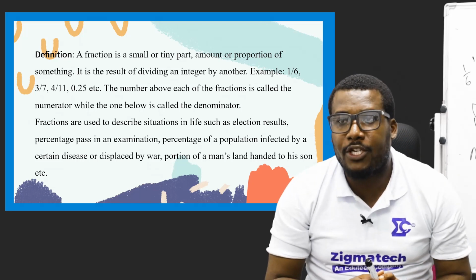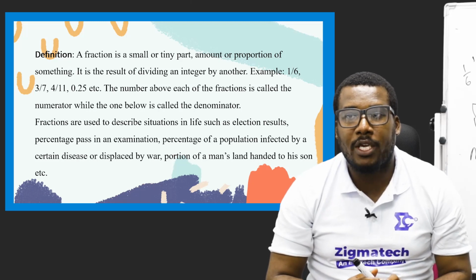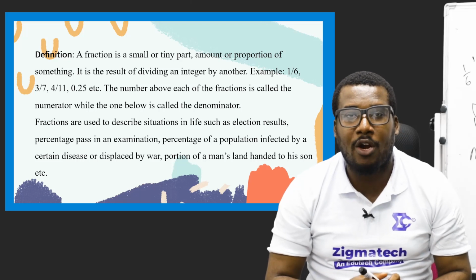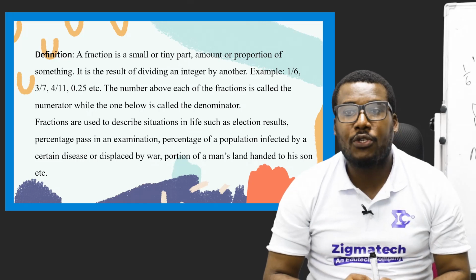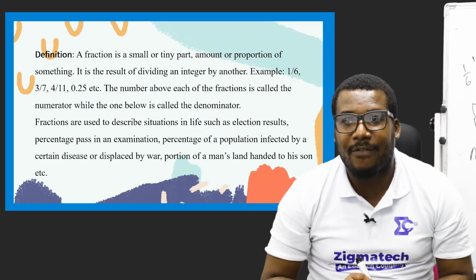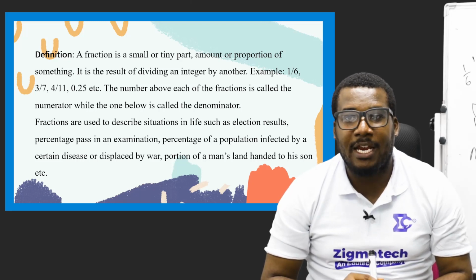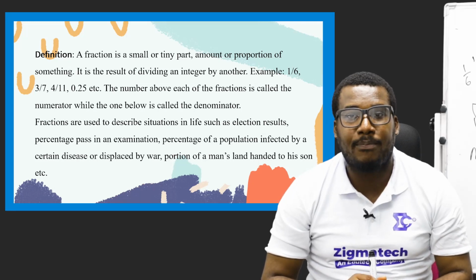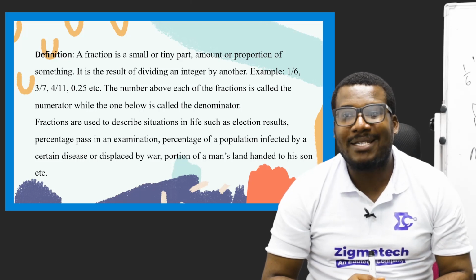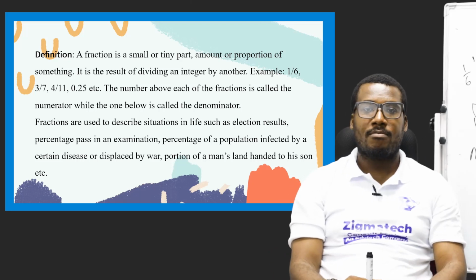The number above each of the fractions is called the numerator, while the one below is called the denominator. These we are already familiar with, or we should be very familiar with. Fractions are used to describe situations in life, such as election results, percentage passed in an examination, percentage of a population infected by a certain disease or displaced by war, portion of a man's land handed to his son, etc.